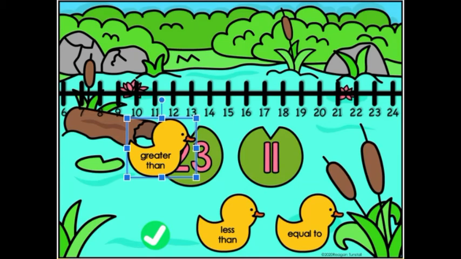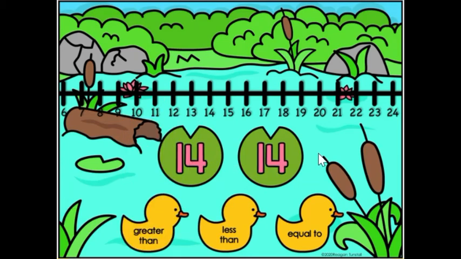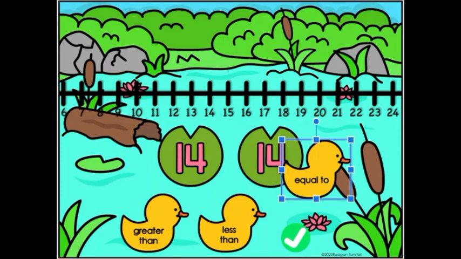Let's do one more. Oh, 14 and 14 on the lily pads. So I would put 2 on 14 here. Which one does that mean? That means they are equal to. Good work. So your activity is going to look the same as this one.